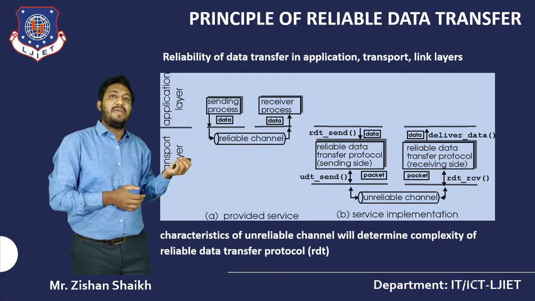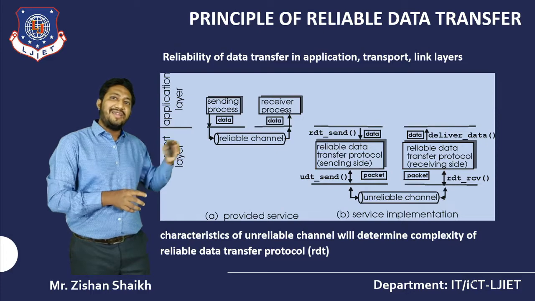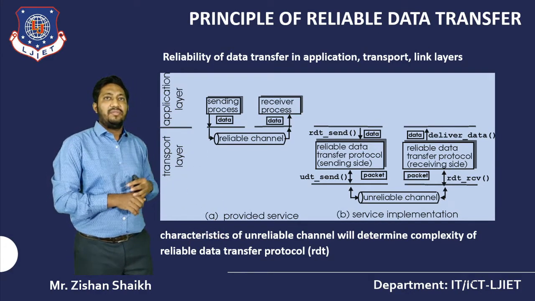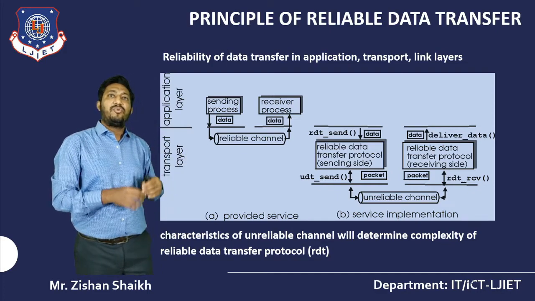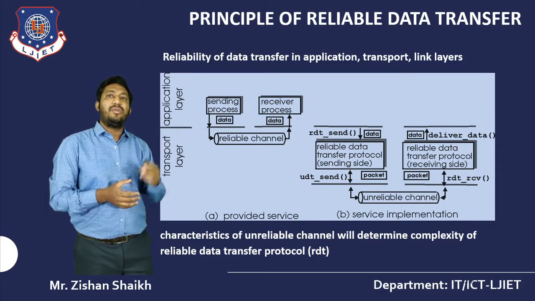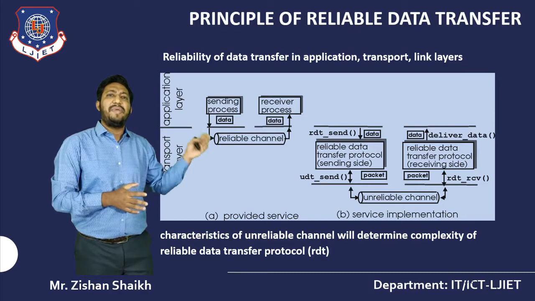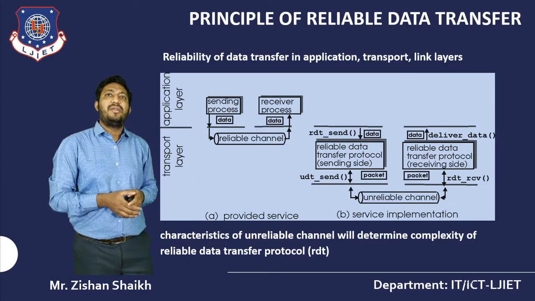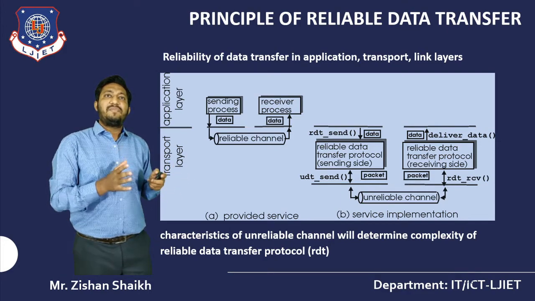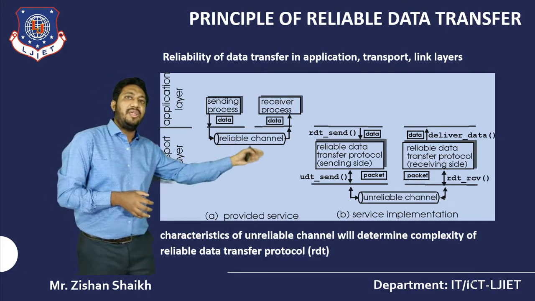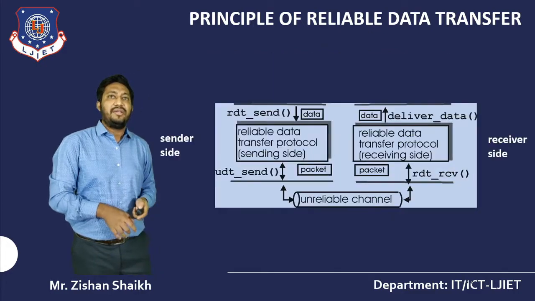But when we are talking about the task of our transport layer, it follows this functionality. It takes the data from the application layer, processes it, and sends it to the next layer. In the same way, at the receiver side, it takes the data from the channel, processes it, and gives it to the application layer. This is the basic task performed by our transport layer. Now we will understand the basic principle of reliable data transfer in terms of RDT.